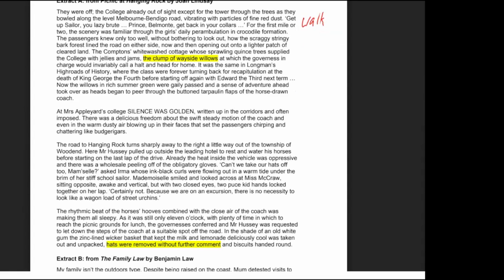Next: "The passengers knew only too well, without bothering to look at, how the scraggy, stringy bark forest lined the road on either side." Over here, I might just write something like view, or nature, which describes what it is that they're seeing. Things like the clump of wayside willows, the Crompton's whitewashed cottage. These are all things that they're just seeing along the way.